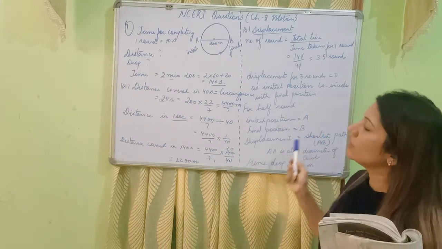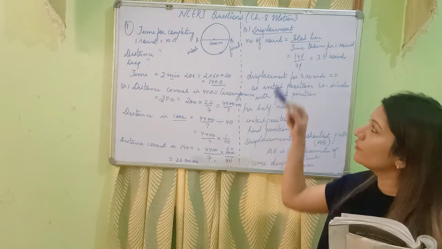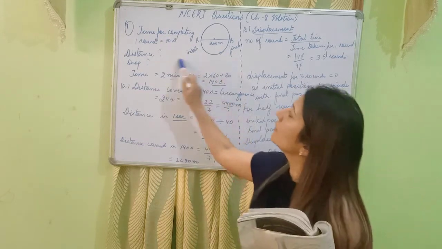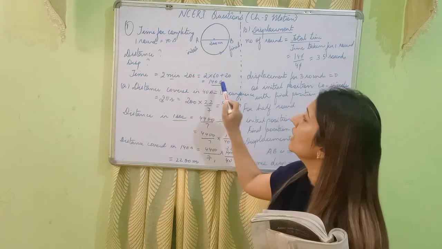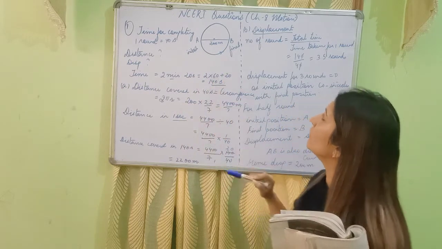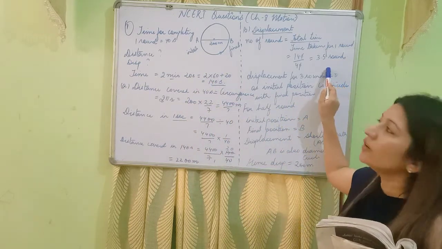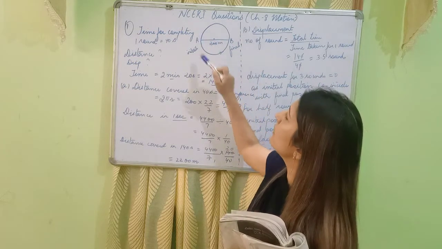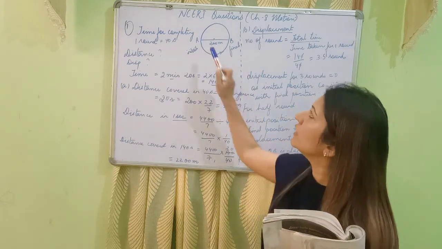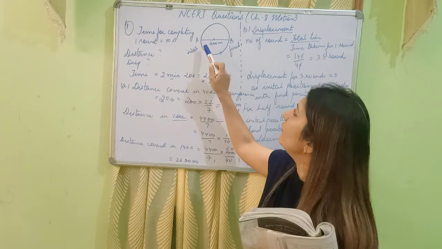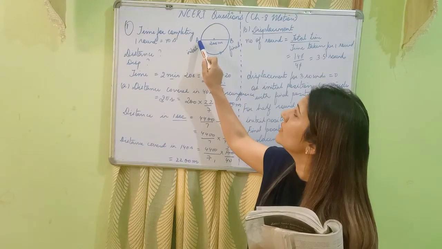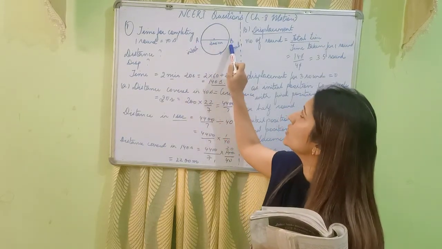For the case of displacement, we'll calculate the number of rounds which the athlete covers in this much time, 140 seconds. In 140 seconds, the athlete covers 3.5 rounds. Now for 3 complete rounds, the displacement becomes 0 as the initial and the final position coincide. And for the half round, the athlete will start from position A and reach position B.